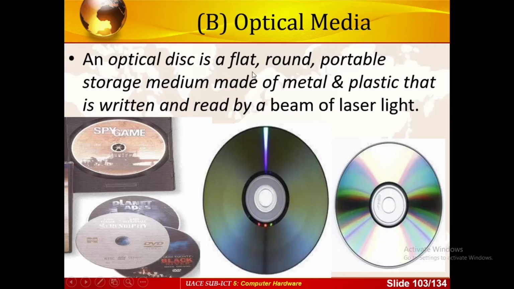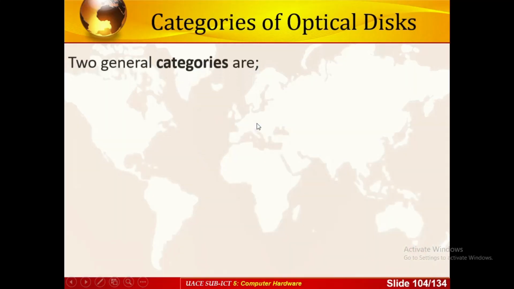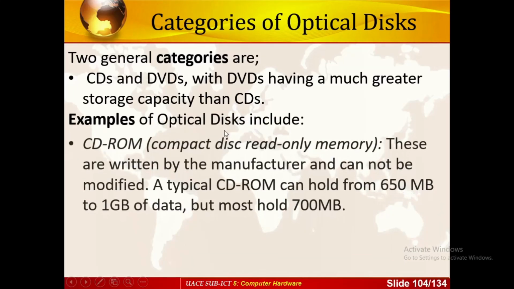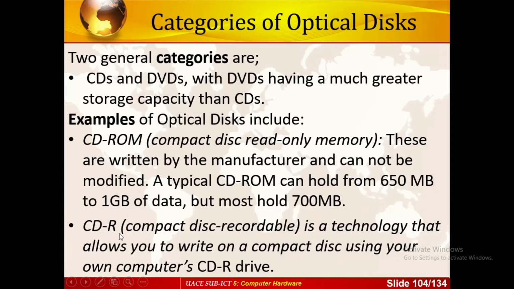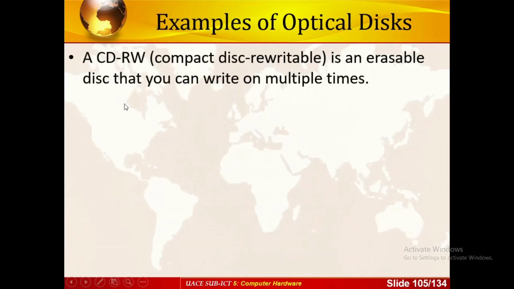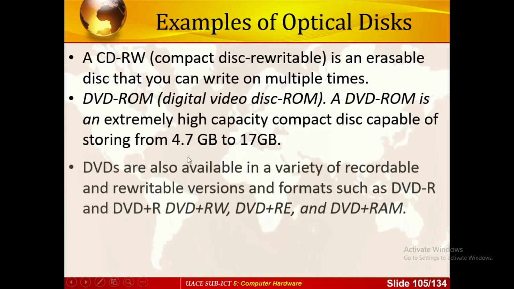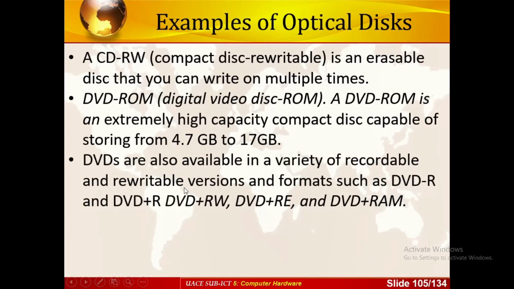Then these are the optical media. That is a second type of secondary storage device, and it's a flat, round, portable storage medium made of metal and plastic that is written and read by a beam of laser light. So these are the CDs or the DVDs which we are talking about. Categories of these discs: we have CDs and DVDs, with DVDs having much greater storage capacity than CDs. Then examples: we have the CD-ROM, the CD-R, the CD-RW, and you can also talk of DVD-ROM. Never forget that DVDs also have recordable and rewritable versions.